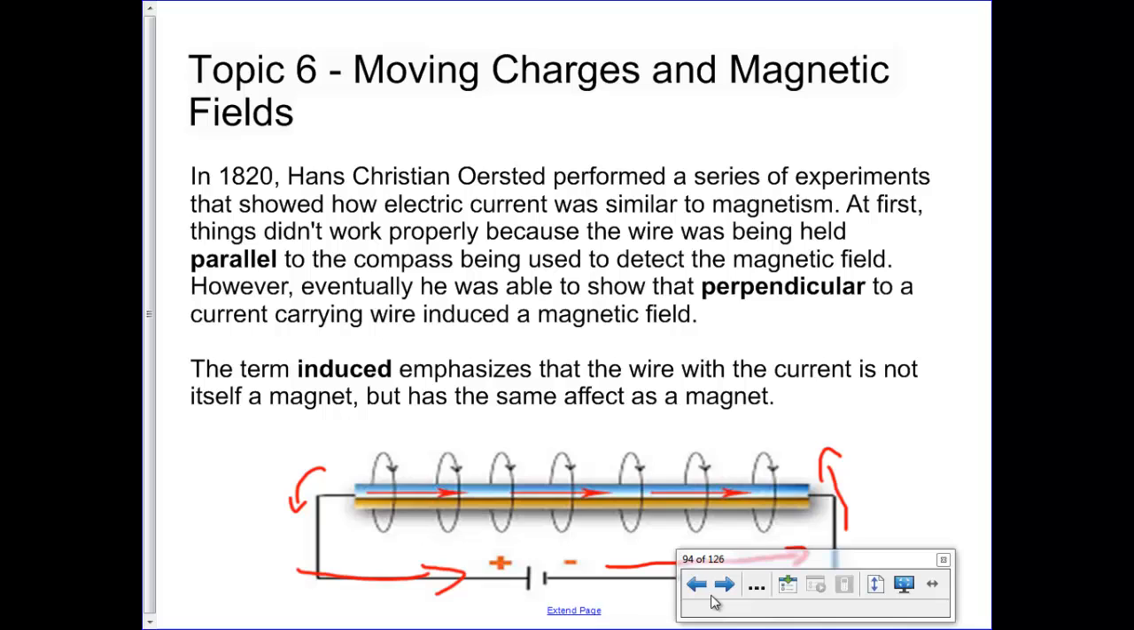Because why else would the compass move? Right? What is a compass supposed to do? Well, it's supposed to point towards the South Pole. Yes, good job. The compass should point toward the South Pole, right?